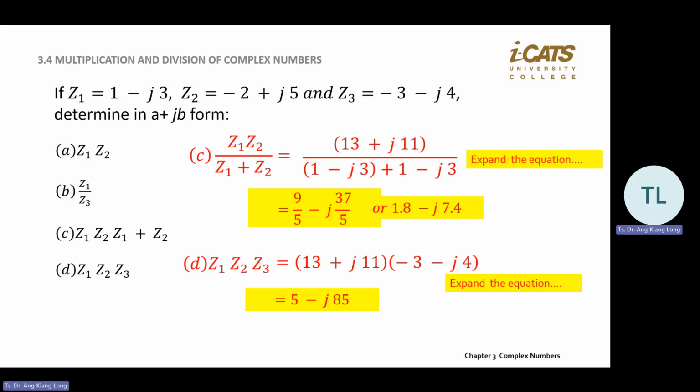Sometimes the assignment in this module, I will just copy this question and ask you to submit the answer. On my slide, sometimes I do not show you the steps. I just expand the equation, then I give you the answer. But in your assignment, you need to show me the steps.